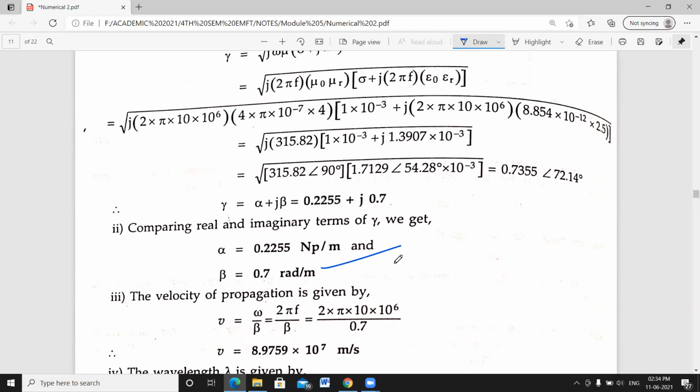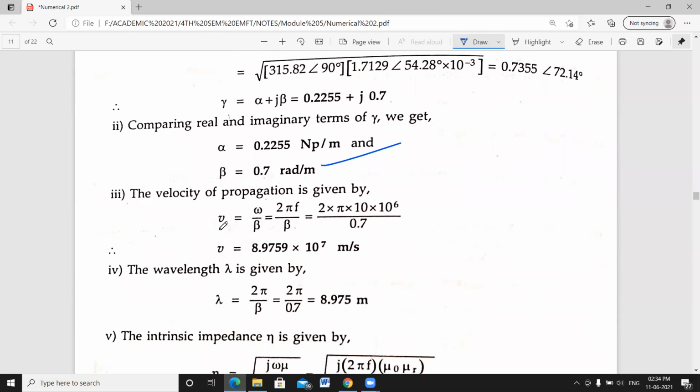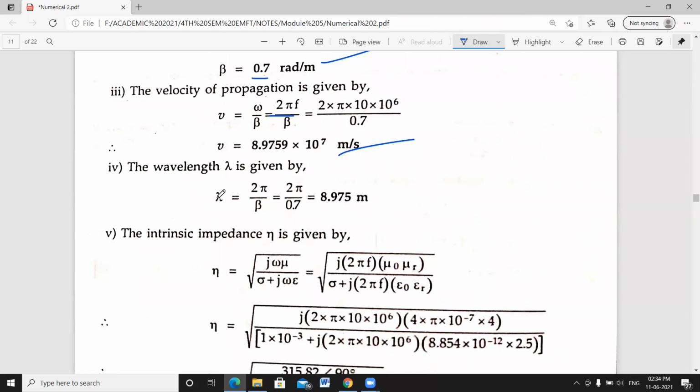Then the velocity of propagation, v, is going to be omega by beta, 2 pi f divided by beta. We know the beta value and we also know omega. Just substitute here, then you will be getting v as 8.9759 into 10 to 7 meters per second. The wavelength lambda is going to be 2 pi by beta. Just substitute, then you will be getting 0.975 meters.